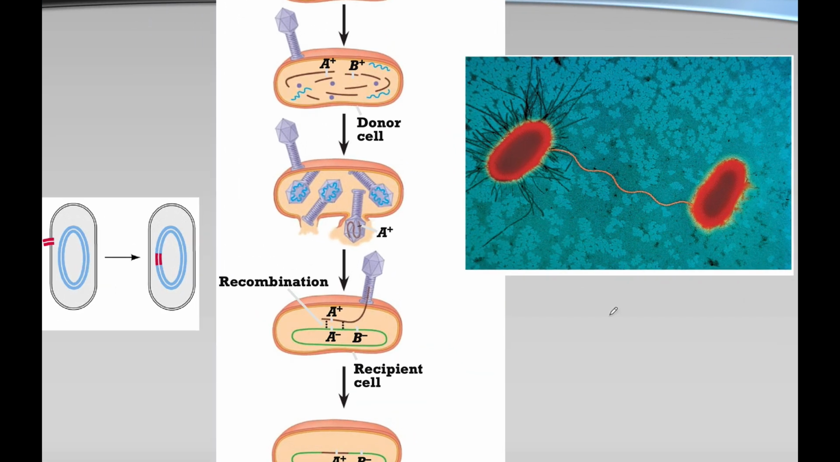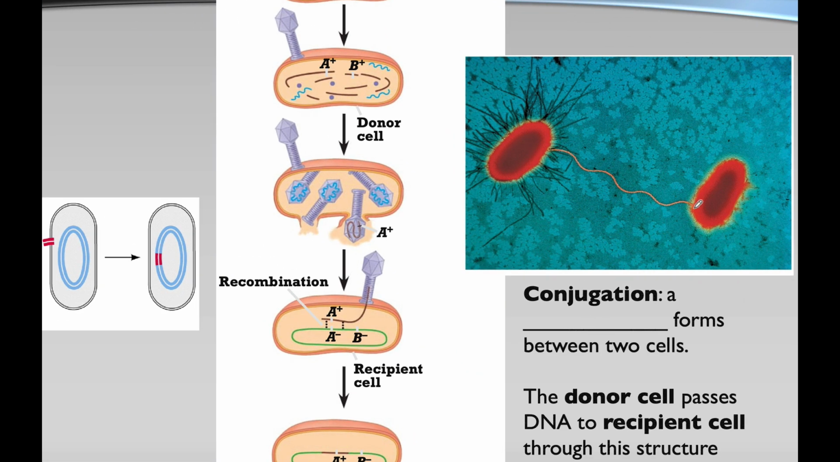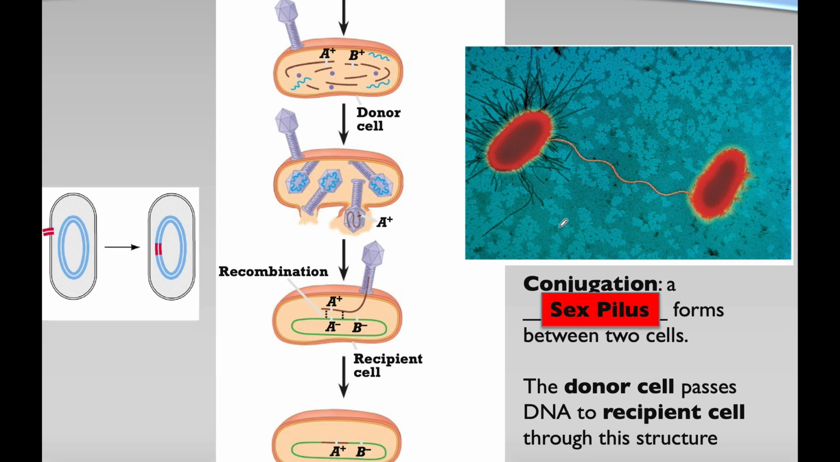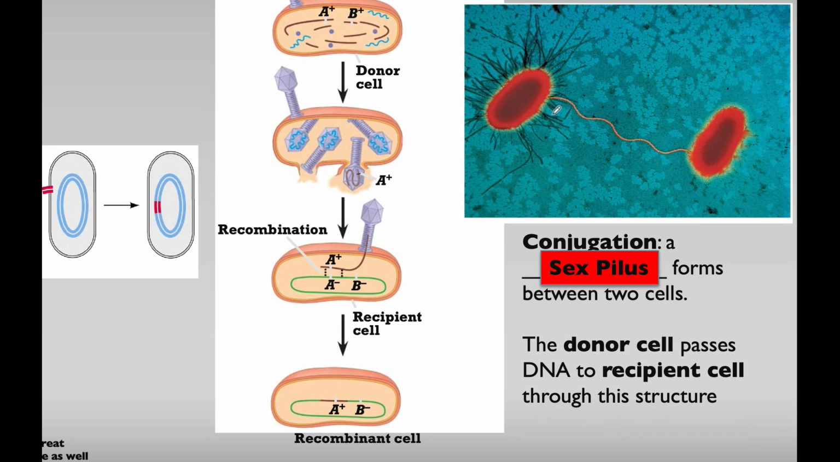So if you look over here at the picture on the right, you can see there's two bacteria, and you can see this kind of wiggly red line between the two. Here you can see we basically have some fimbriae sticking off it, but this one here is really long. So this is what we call a sex pilus. And a sex pilus is literally a tube that goes from one bacterial cell to another.